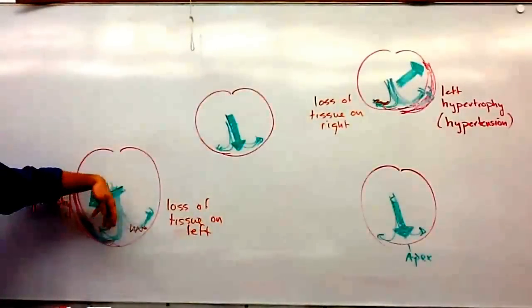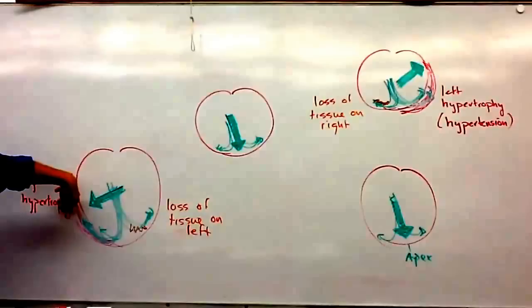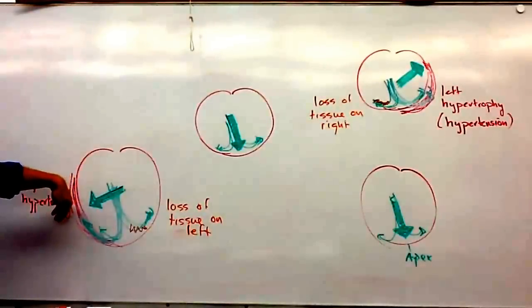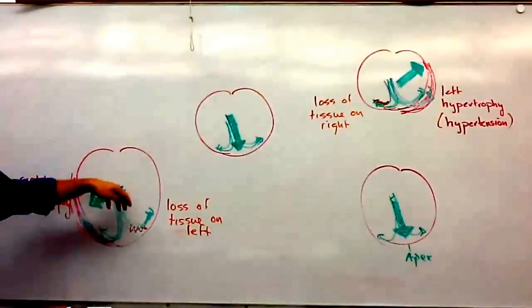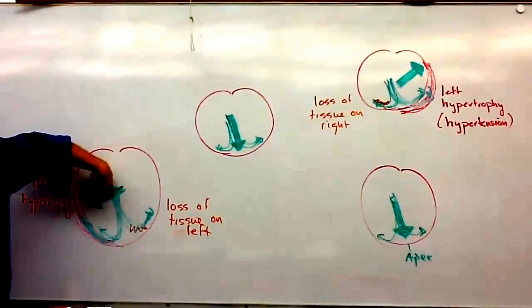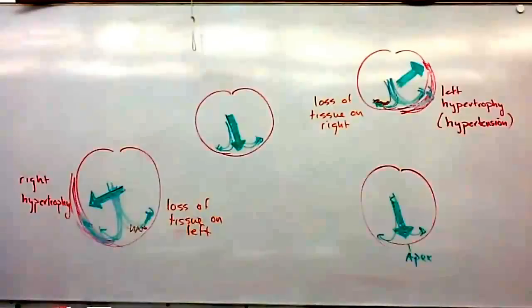So again, this is a tug of war. Anything that adds voltage to this side because you've added muscle, or anything that causes loss of voltage on this side because tissue has died, is going to shift this arrow in this direction. You're going to see a right-sided deviation.